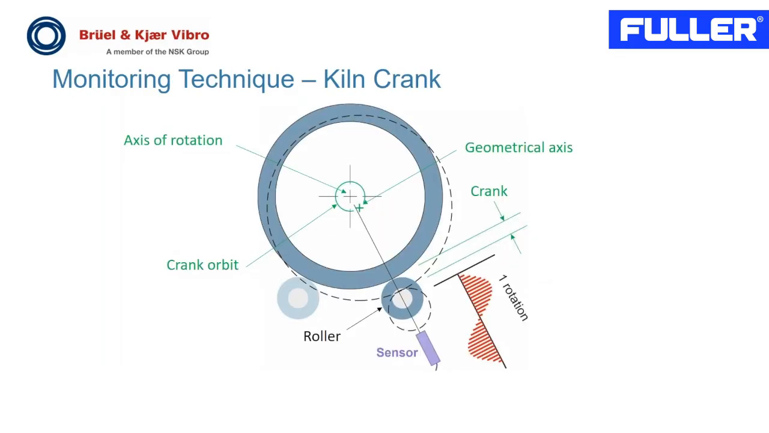So how do we monitor kiln crank? Again, what we want to monitor is the cyclic deflection of the supporting rollers. In this photo, it's illustrated that the kiln axis is rotating off center. So you can see it's kind of an orbit. The consequence of this would be that we have a cyclic deflection of the supporting roller.